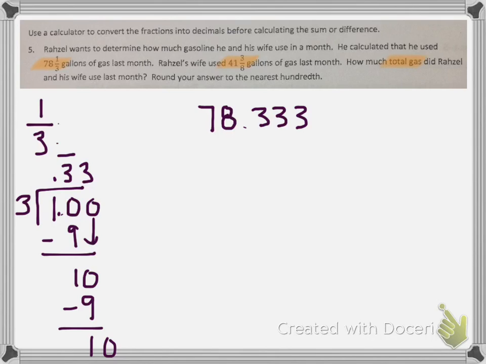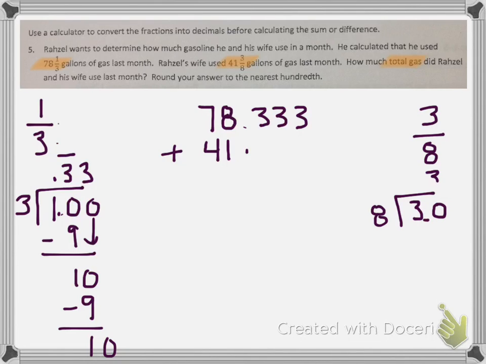And now I'm going to add. All my rules still apply. I'm going to add 41, so I'm going to line it up, line up the decimal, and now I need to know what 3/8 is. Well, 3/8, I'm going to do the same thing. 3 divided by 8. Add a decimal and a 0. 8 goes into 30 3 times. 3 times 8 is 24. Subtract and I get a 6.